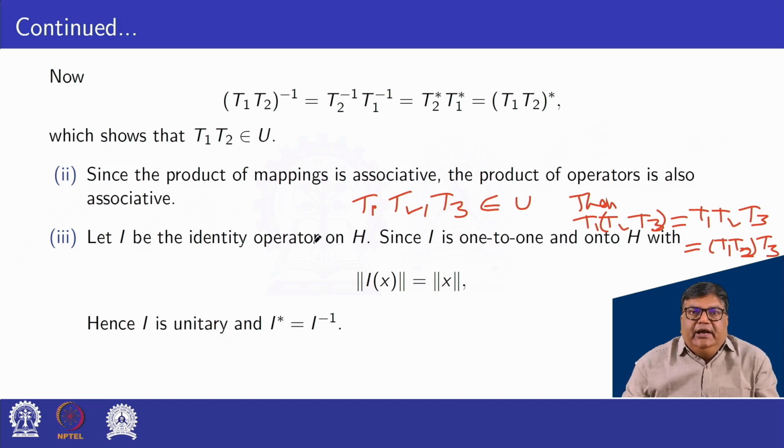Third, let I be the identity operator on H. Since I is 1-to-1 and onto on H with norm Ix equal to norm x, I is a unitary operator. For a unitary operator, the star of the operator is equal to the inverse of the operator. That is, I star is equal to I inverse, because here I is unitary.